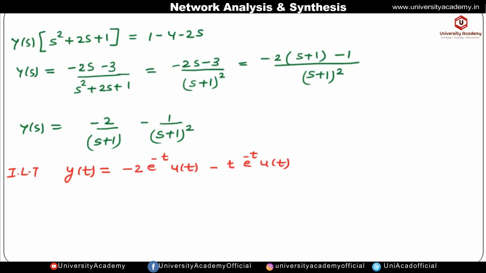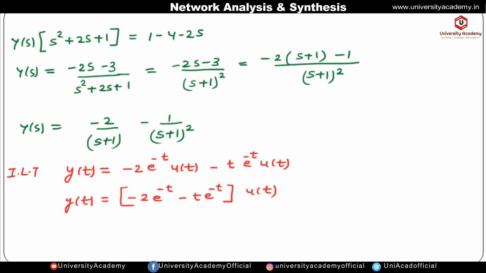So now let us differentiate this equation. So we are getting d of y t by dt. So first of all let us take u of t common, so that our derivative becomes easy. So then y of t will be equal to, if we take u of t common, minus 2 into e to the power minus t, then minus t into e to the power minus t. Okay, and I have taken u of t common.